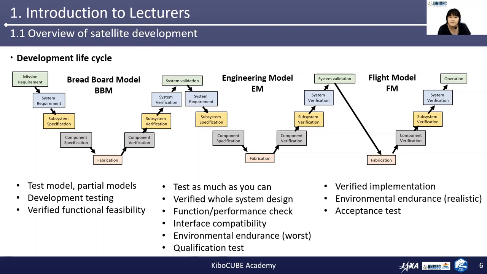Here, the development phase is divided into three phases. The first phase, BBM phase, verifies the functional feasibility of the design system, and the main verification target is the new development element. The second phase, EM phase, tests the feasibility of the whole design as a satellite system. The tests are performed for the qualification of the system design. The system constraints and interface consistencies are also checked in detail. All functions and performances are confirmed as the satellite system. For example, the environmental test is performed under worst-case conditions.